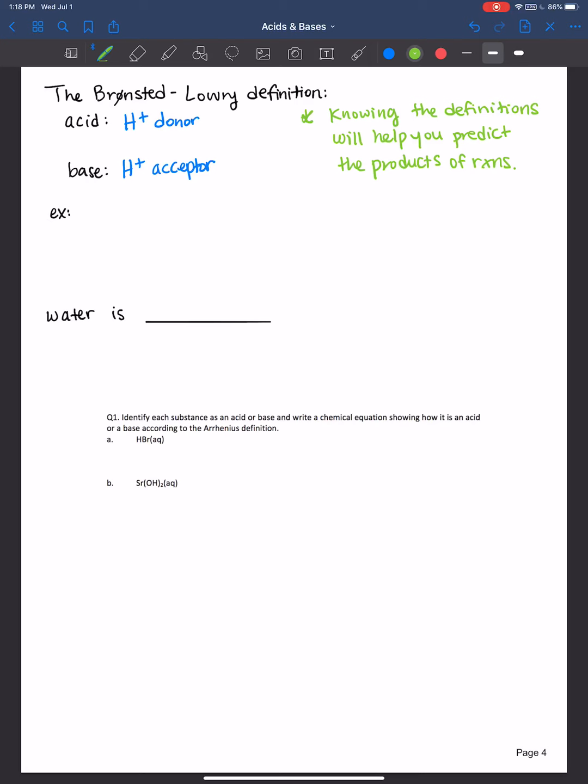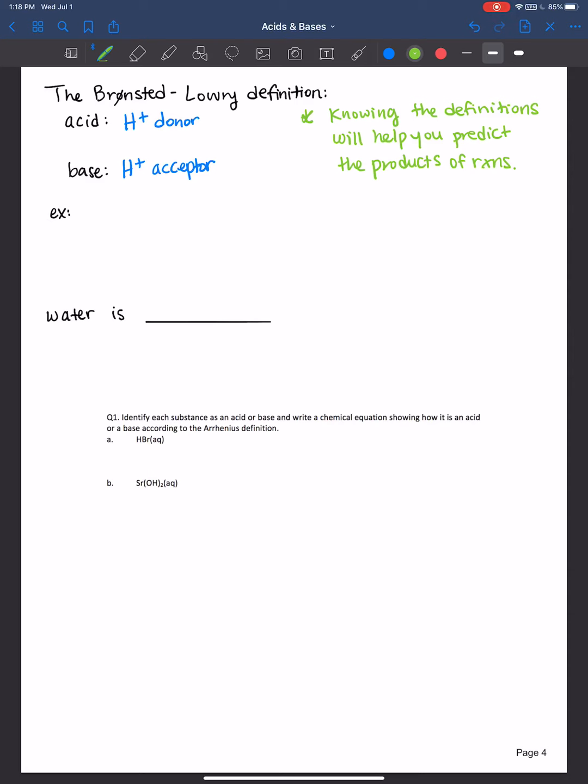So for example, the main definition you will be using in my course is the Bronsted-Lowry definition. And when you look at a reaction, you ask yourself, what is my acid? What is my base? And say it out loud, right? Talk yourself through it. And if you identify that you have an acid, you say, okay, I know an acid is a proton donor. It will lose a proton. And therefore, my base will take that proton. What do I end up with on the product side?